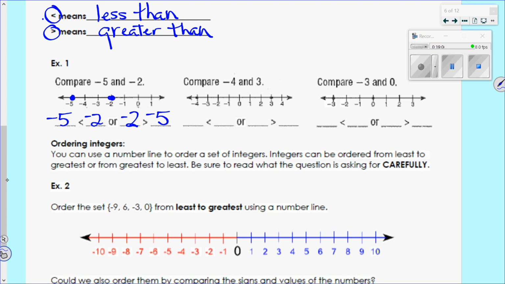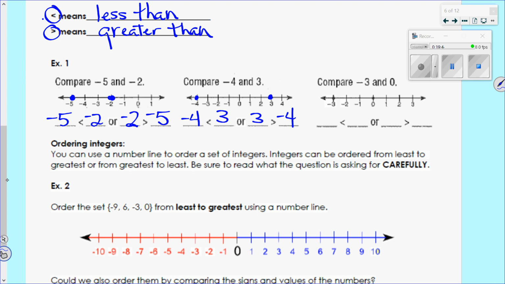Okay, what if I use -4 and 3? If I talk about less than, how would I say that one, Rowan? Which one is less, the -4 or the 3? So I would say -4 is less than 3. Or I can reverse it, Gian, and say? You can say 3 is greater than -4. Thank you for saying it properly. Well done. 3 is greater than -4.